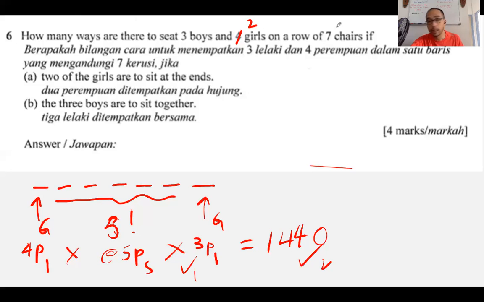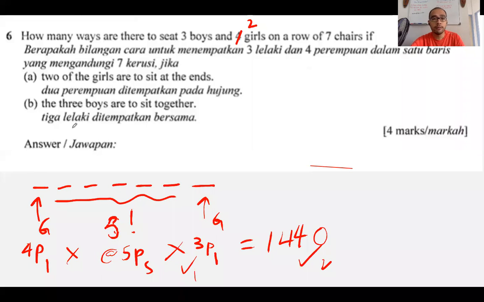Kalau menurut sini lah. 5P5 is 120, man. 5 factorial is also 120, yeah? Times 4 times 3. Yeah, correct. What's the problem, Jeremy? 5P5 is 120 times 4 times 3 is 1440. Betul. Okay, so that's for question A lah.